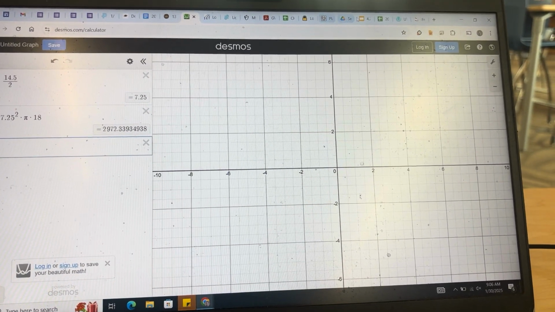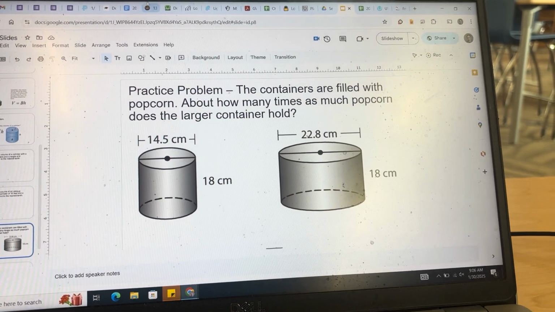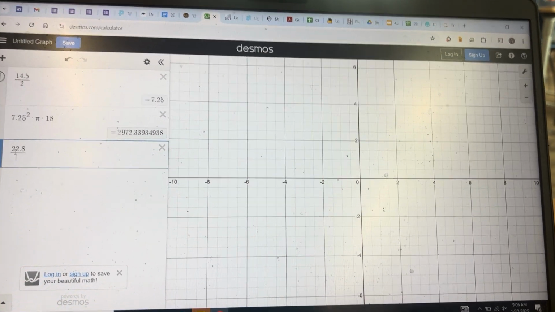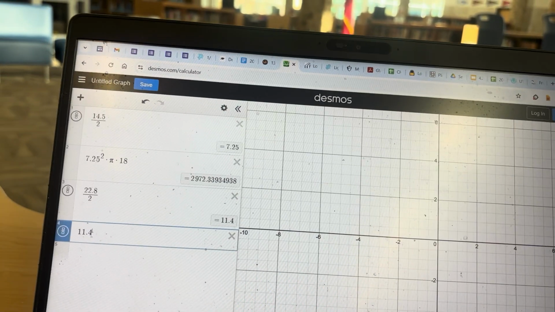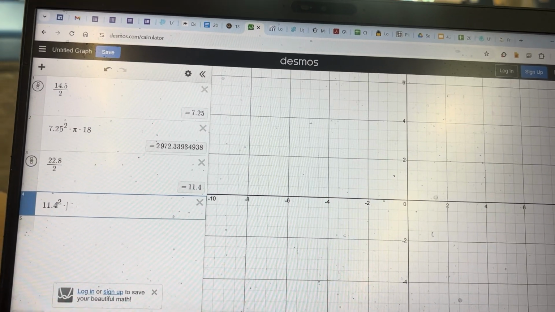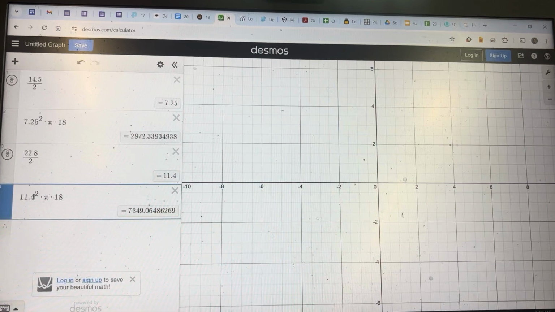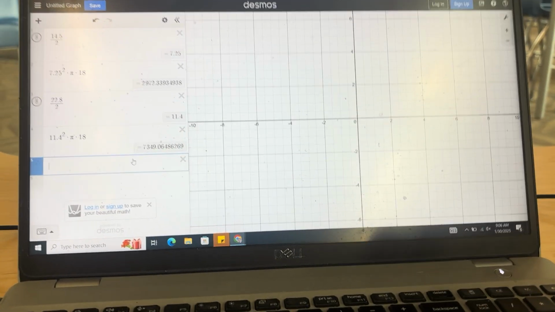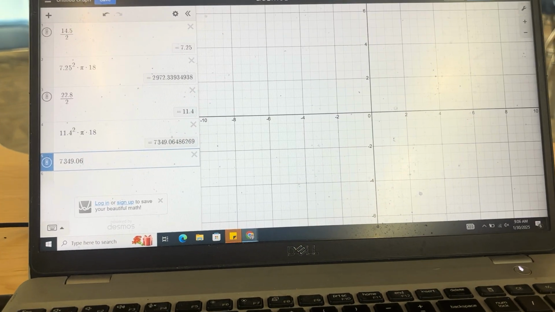Then my other shape here, 22.8 and 18. So I take 22.8 divided by 2, that's going to give me 11.4. I take 11.4 squared, because that's my radius squared, and then I multiply that by pi, and then I multiply that by my height, which was 18, and I get this, 7,349.06. So I go 7349.06, because there was a different question here.